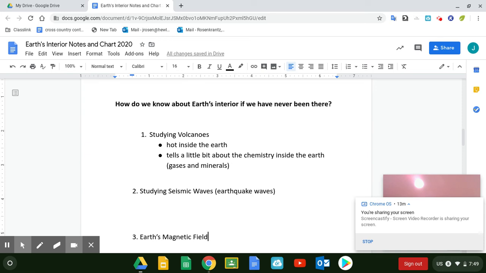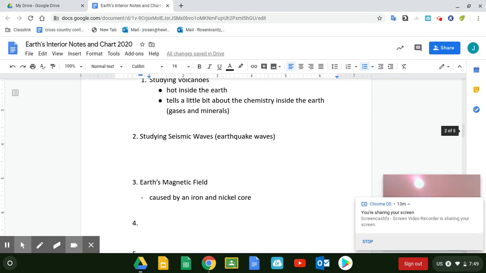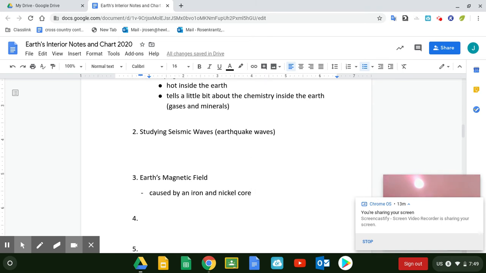But we actually have a very strong magnetic field. So that tells us there has to be something magnetic inside the Earth. And we believe it's caused by an iron and nickel core. All right. So if you were paying attention, I didn't say cobalt. And the reason why is the next one, by studying meteorites.